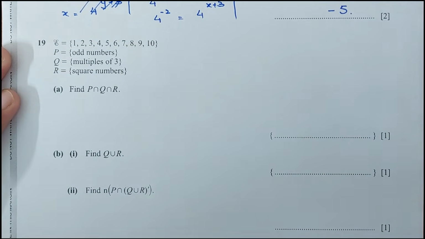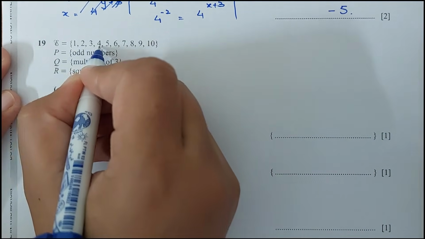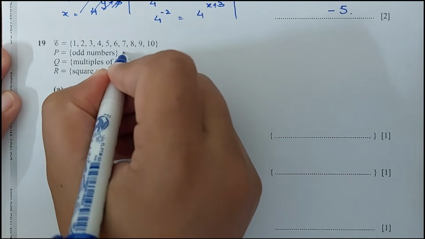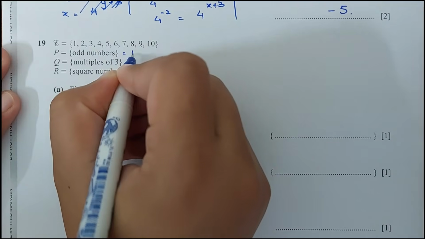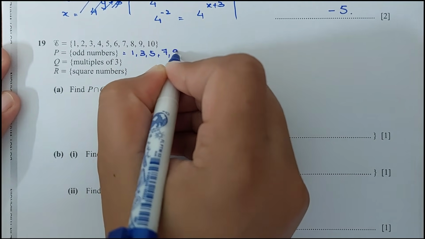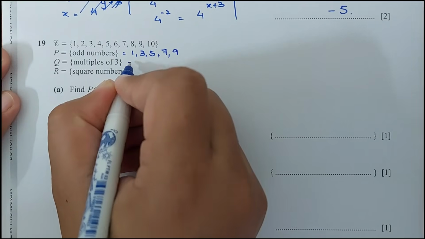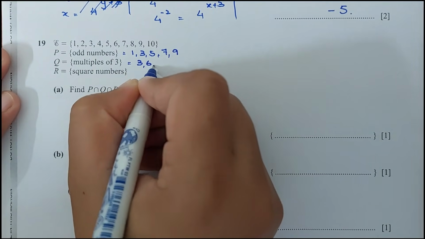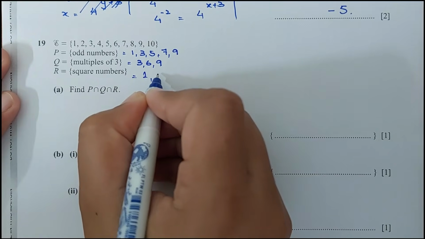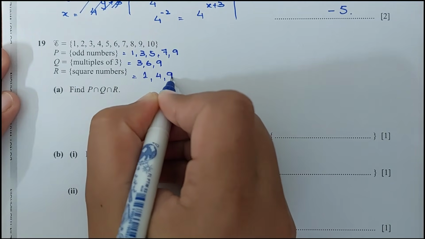Question number 19, we have a universal set 1, 2, 3, 4, 5, 6, 7, 8, 9, 10. P is the odd numbers. Odd numbers are 1, 3, 5, 7, and 9. Q is the multiples of 3, which is 3, 6, and 9. And R is the square numbers. 1 is a square number, 2 squared is 4, 3 squared is 9.